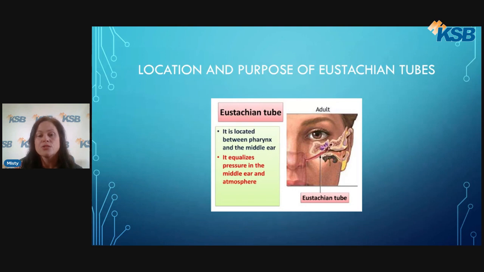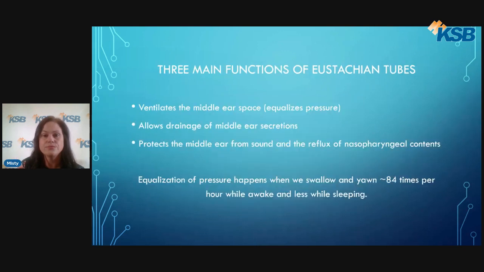The Eustachian tubes are located between the pharynx, which is the space behind the nose and mouth, and the middle ear. There are three main functions of Eustachian tubes. They ventilate the middle ear space, which equalizes the pressures, allow drainage of the middle ear secretions, and protect the middle ear from sound and the reflux of nasopharyngeal contents.